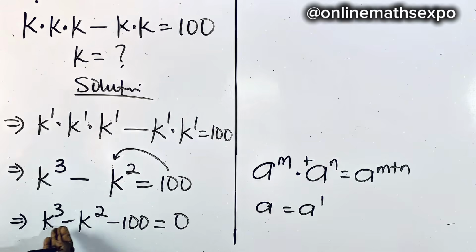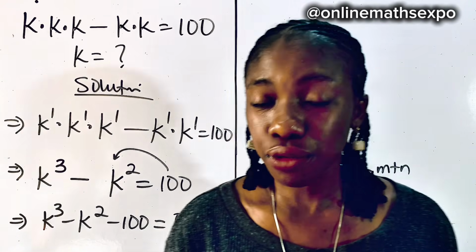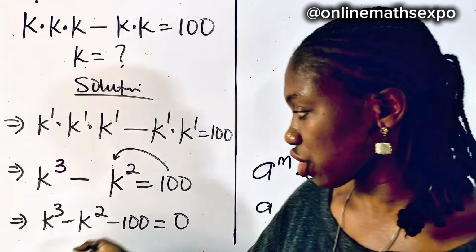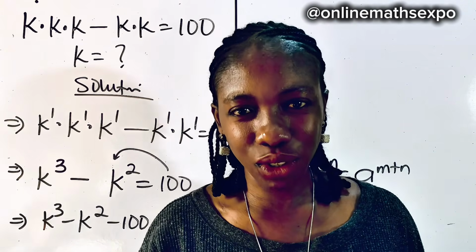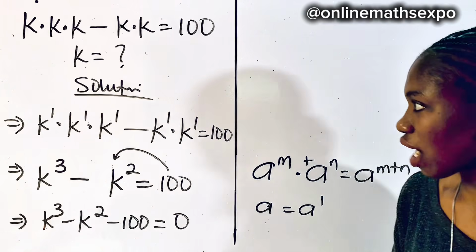You see that this is your cubic equation because the highest power of k is 3. Now, what do you do to this equation? We are going to first get one of the factors or one of the zeros of this equation, then use our synthetic division method to get the remaining zeros. Let's do that together.